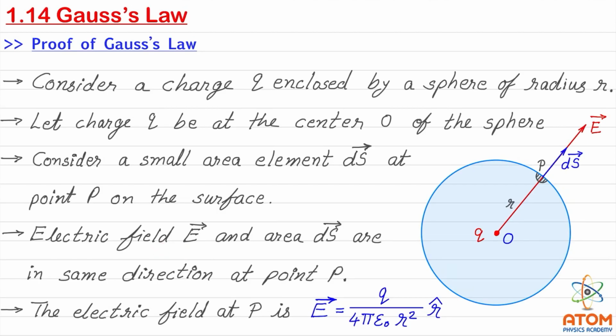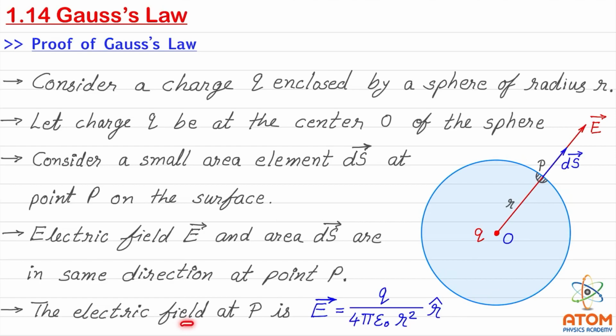Electric field E and the area ds are in the same direction at this point P. Obviously this is a positive charge q. So the electric field at this point P will be like this, radially outside. As well as this is a small area element, and we know the area vector ds will be perpendicular to the area at that particular point. That's why the vector E and the vector ds both will be in the same direction. That is said here that electric field E vector and the area ds vector will be in the same direction.